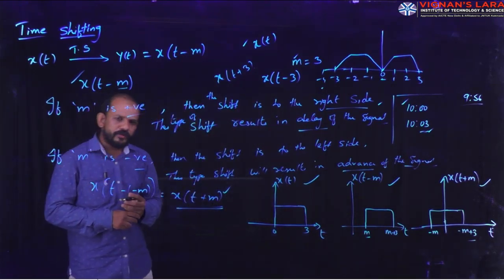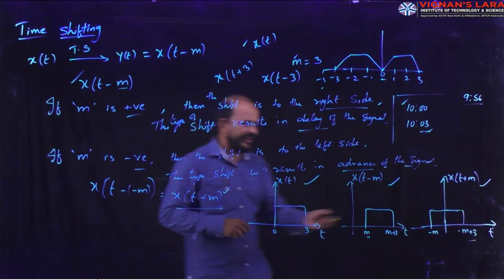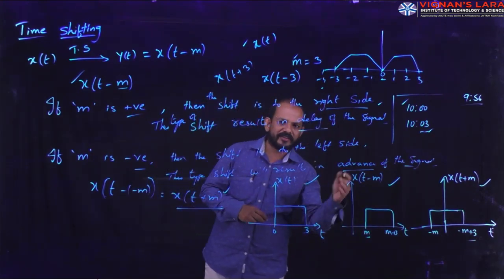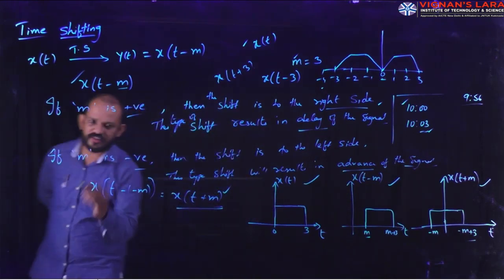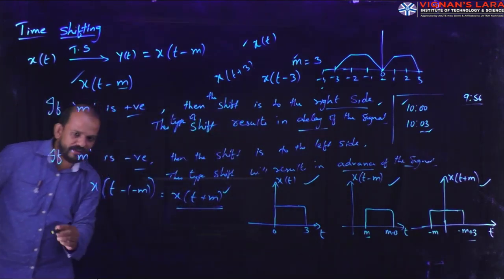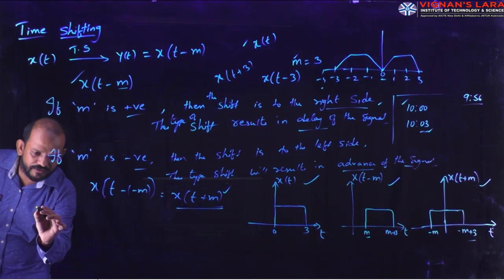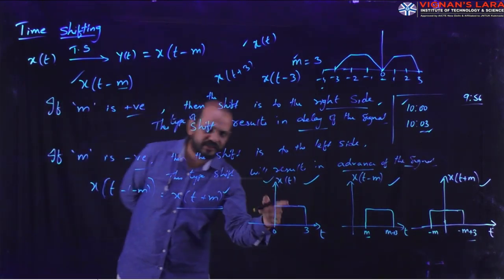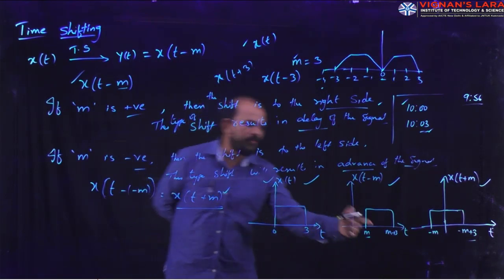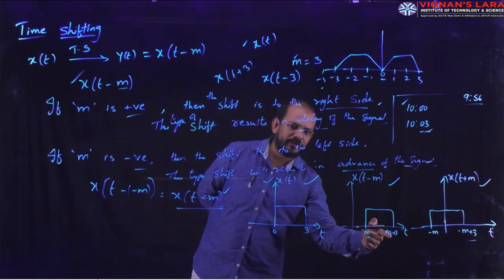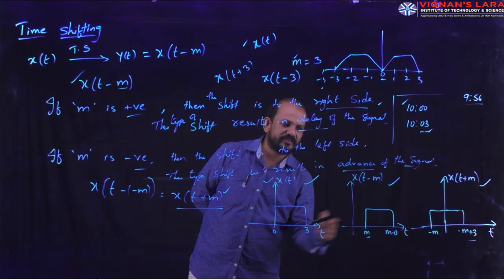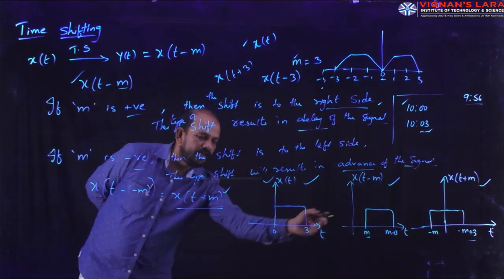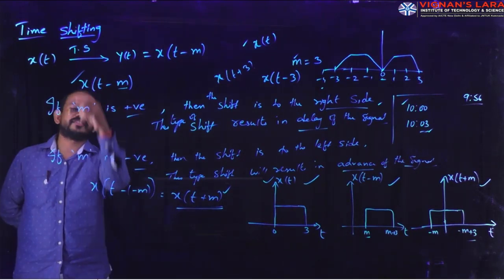Now you can go for better examples. Here I had taken m; now leave that m and take a specific value for it. I will give you one more example. This is the signal. For the same signal, if the m value is 2, then you will get a better picture of what this time shifting is.